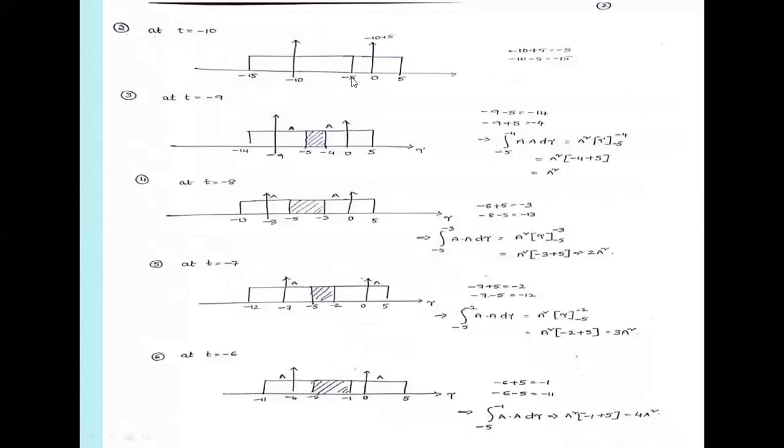In the graph, you can see the signal from minus 5 to 5. One function always remains fixed, and we can only change the other function. That other function is f2 of (t minus tau).